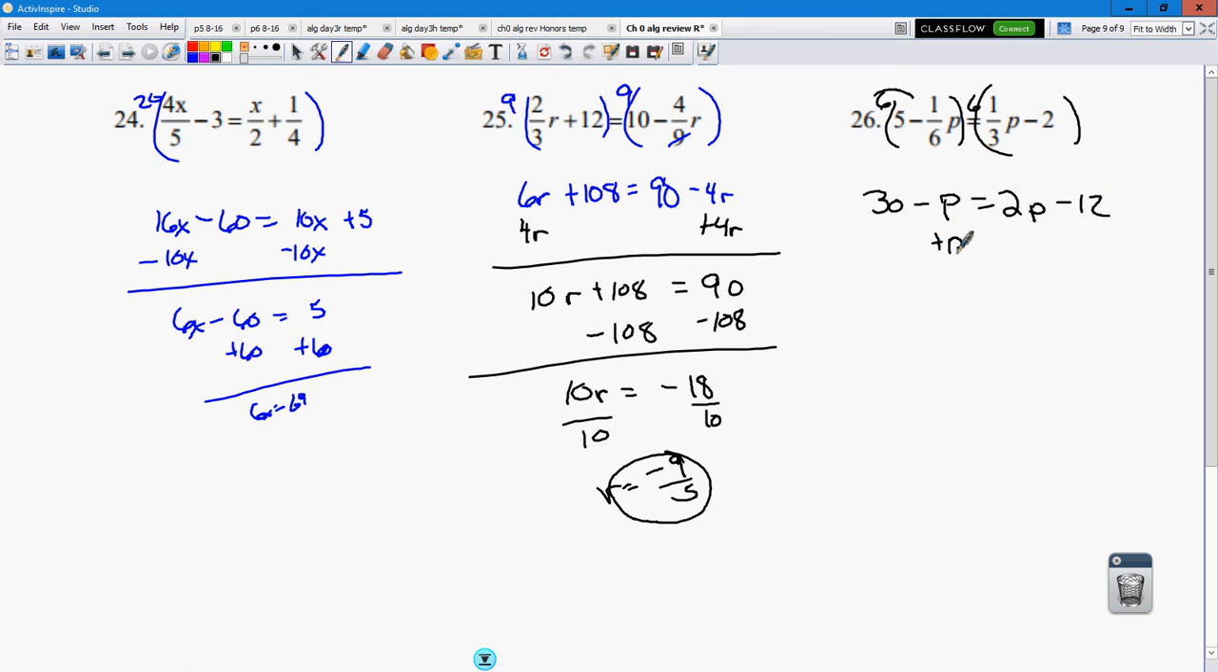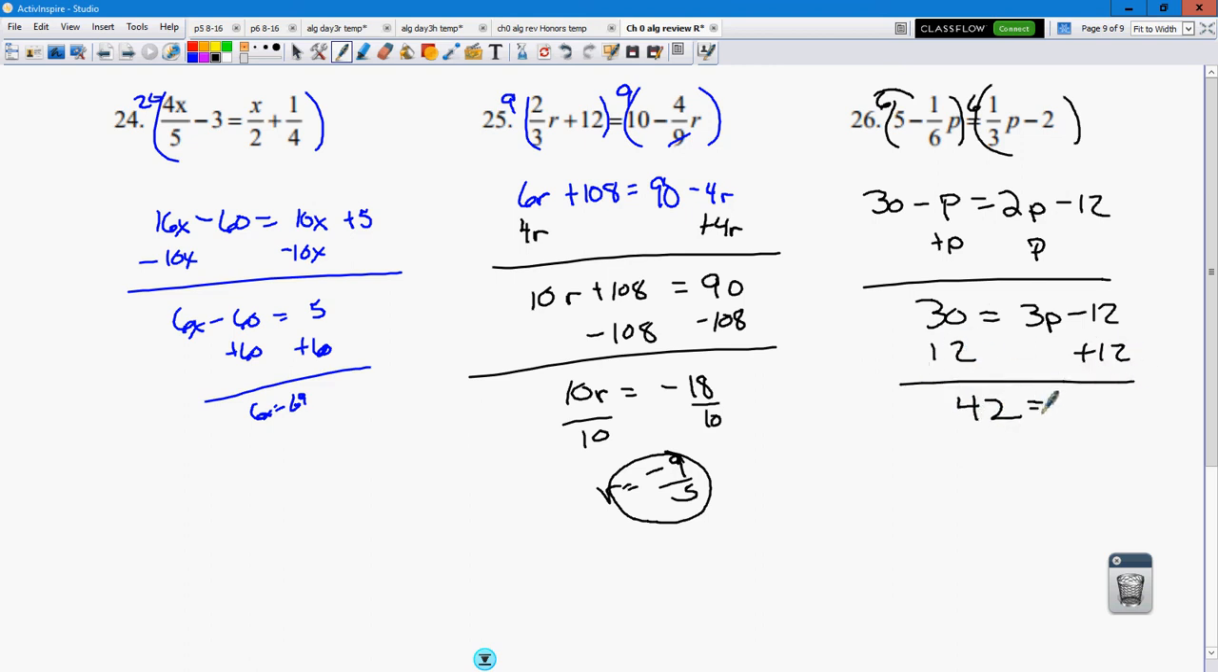Adding p to both sides, I have 30 equals 3p minus 12. Adding 12 to both sides, 42 is equal to 3p. Dividing by 3, p is equal to 14.